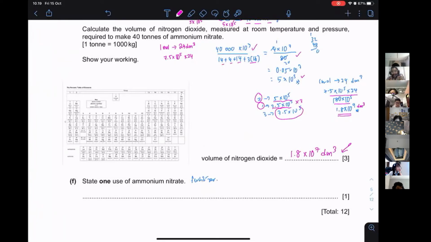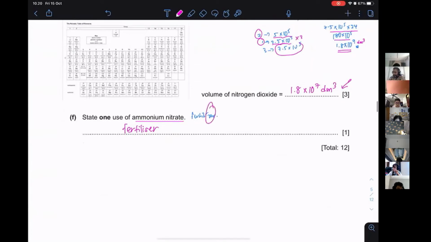And then the next question, state one use of ammonium nitrate. This one, no need to think. I think every year they will ask you this kind of question. Ammonium nitrate is fertilizer. If you notice why not Z, we always follow the British English.